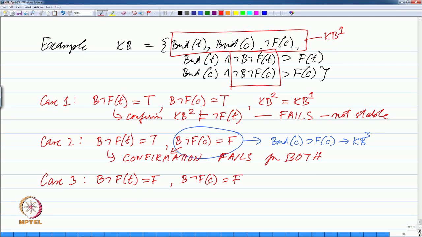Let us assume that both are false. So, this fails here as above. So, not stable. This is also not stable.